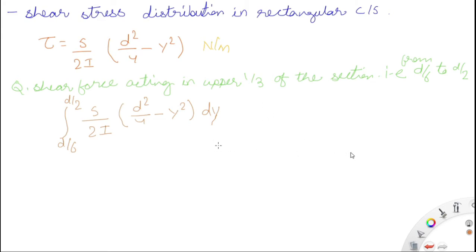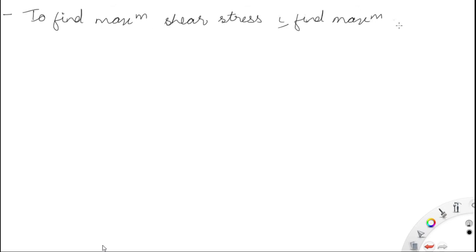So the neutral axis is at the mid and the distance to both top surfaces will be d by 2 and d by 2. So if you are asked the shear force acting in the upper 1/3 of the cross section, then you have to integrate the shear stress from d by 6 to d by 2. So S by 2I into d square by 4 minus y square into dy has to be integrated from d by 6 to d by 2. To find the maximum shear stress induced. So this is the question about a rectangular cross section.